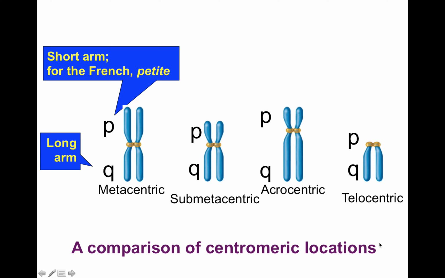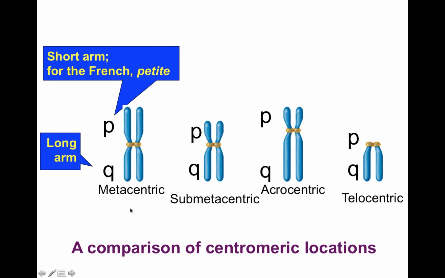Chromosomes have particular names given to the regions of the chromosome. The short arm of the chromosome is often called P from the French petite, and the long arm of the chromosome is often called Q because Q comes after P.